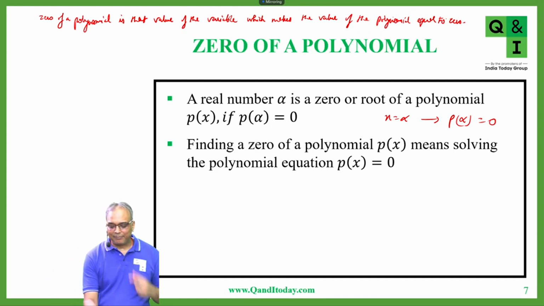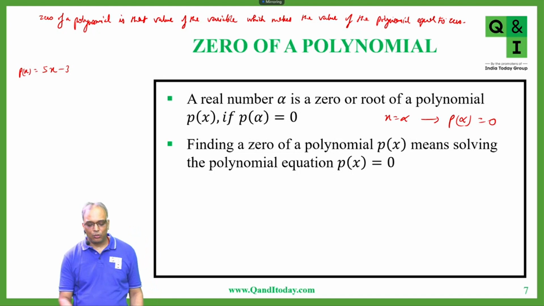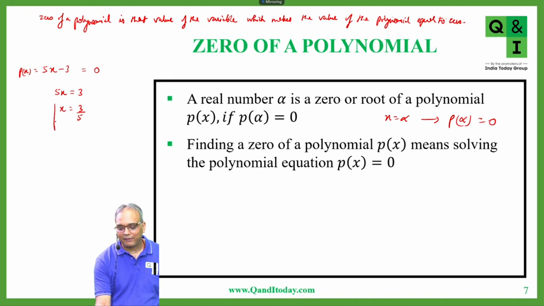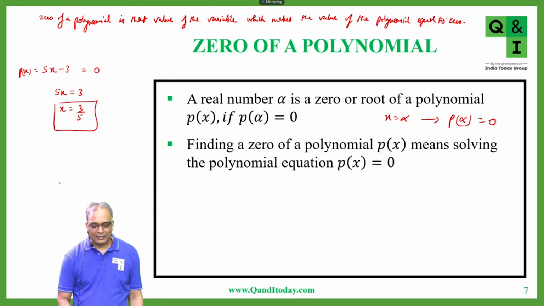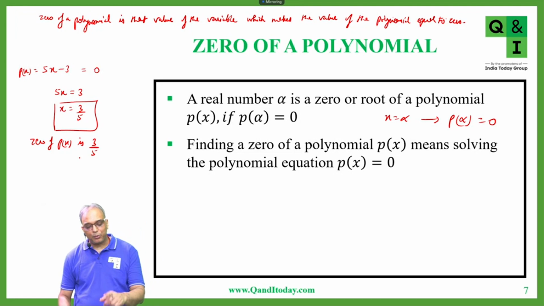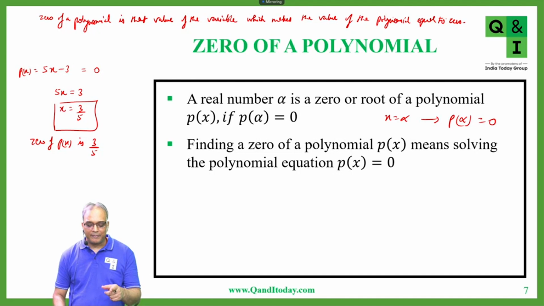Okay. For example, if we have a polynomial P(x) equal to 5x minus 3, and we have to find the zero of this polynomial, we will equate this to 0 and solve it for x. So 5x minus 3 is 0 means 5x is 3, or x will be equal to 3 over 5. So 3 over 5 is the zero of the polynomial. So zero of P(x) is 3 by 5. When we put the value of x as 3 by 5, we will get the value of the polynomial equal to 0. That's why x is equal to 3 by 5 is the zero of this polynomial.